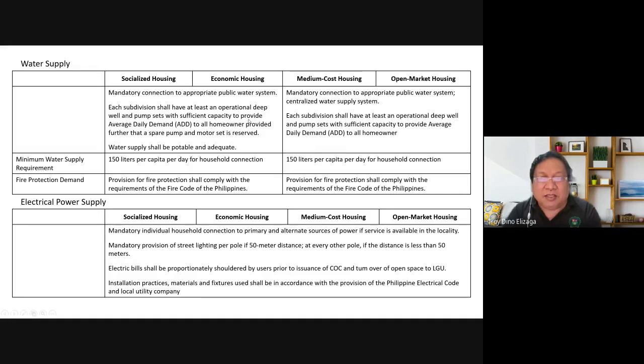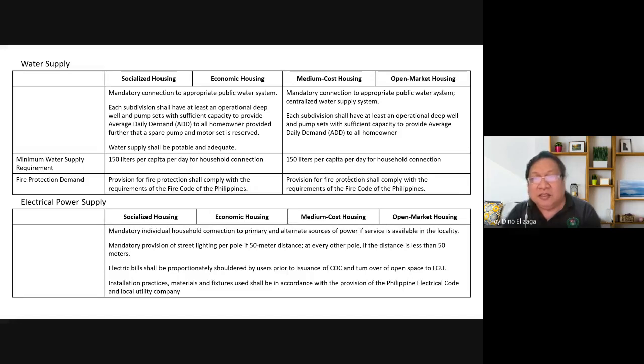So we will not discuss this now, but at least to let you know that there are also regulations for water supply, how many liters per capita per day per household connection, for example. So therefore, you will have to provide for a water tank, and then for fire protection, what is required by the Fire Code of the Philippines? Do they require fire hydrants inside a subdivision, or how is that?